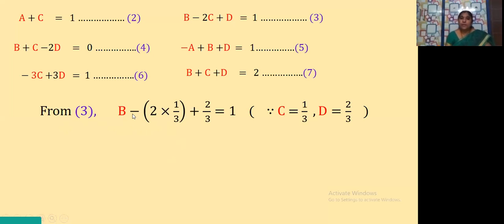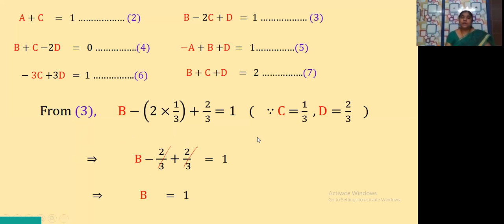So what is here? B minus 2 into C. C is how much? 1 by 3. So 2 into 1 by 3 plus D is 2 by 3 is equal to 1. So now we are simplifying this. B minus 2 by 3 plus 2 by 3 is equal to 1. So plus 2 by 3 and minus 2 by 3 are cancelled. So what is left now? B is equal to how much? So B is equal to 1.